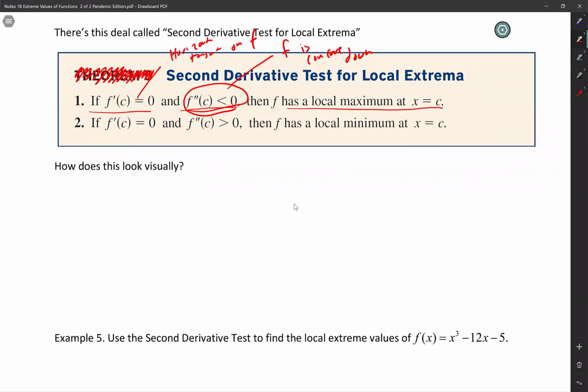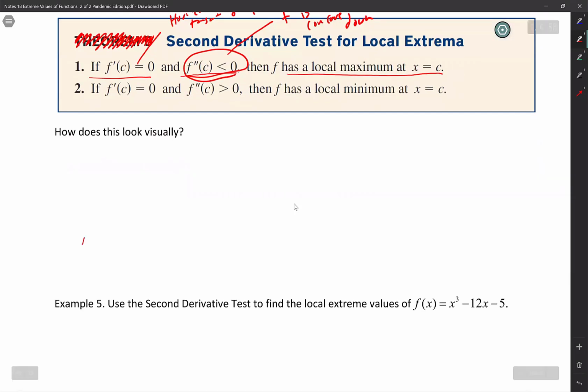So think about it. If you're concave down, and you can't see the shape of my fist that I'm making, but I'm doing a concave down type of shape. If you're concave down and you have a horizontal tangent, it has to be a maximum. If you're concave up and you have a horizontal tangent, it has to be a minimum. Do you guys visually see that? So how does it look visually?